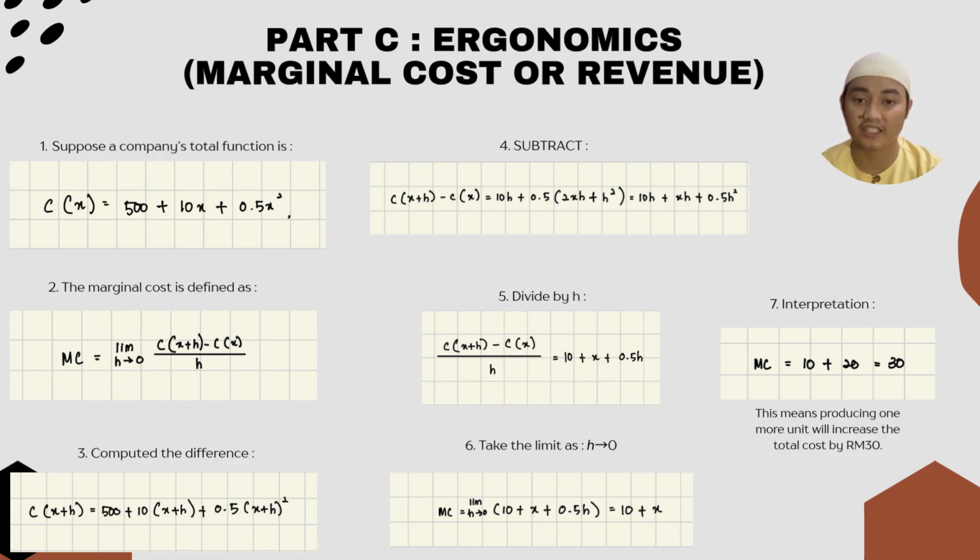After substituting C(x + h), the expression becomes 10h + xh + 0.5h². Dividing by h gives 10 + x + 0.5h, and when h approaches 0, the 0.5h term disappears, leaving the marginal cost as MC = 10 + x. This means that each additional unit produced will increase the total cost by 10 + x. For example, at an output level of 20 units, the marginal cost is 30 ringgit Malaysia.